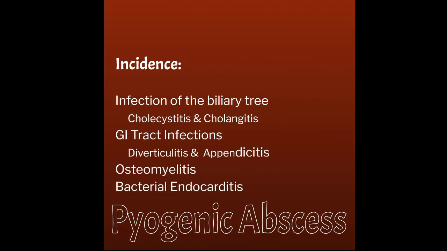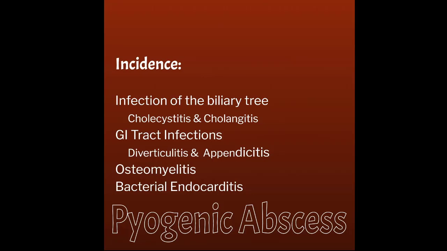People who are more likely to develop pyogenic abscess are going to have some sort of infection of the biliary tree. Cholecystitis is an inflammation of the gallbladder. Cholangitis is inflammation of the biliary ducts. They might also have some other GI tract infections, like diverticulitis or appendicitis. Remember, it's all connected through blood vessels that come up through the gut, through the portal vein system. It can get lodged into the liver then. So anything that happens in the gut can travel up to the liver, and that's going to be an important concept as we talk about a lot of these infectious diseases.